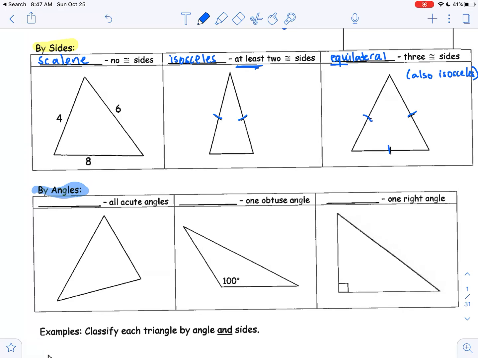So if all the angles are acute angles, and keep in mind that the angles of a triangle add up to 180 degrees, and we'll talk about this in the next lesson. If all three angles happen to be acute angles, and remember acute means less than 90 degrees, then we would describe this as an acute triangle by angles. If, however, one of the angles happens to be obtuse, and again, that's greater than 90 degrees, then we would describe this as an obtuse triangle.